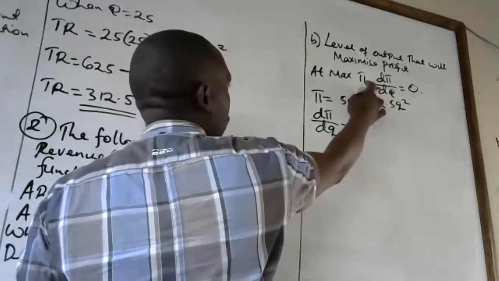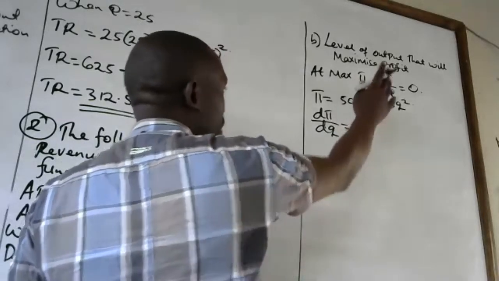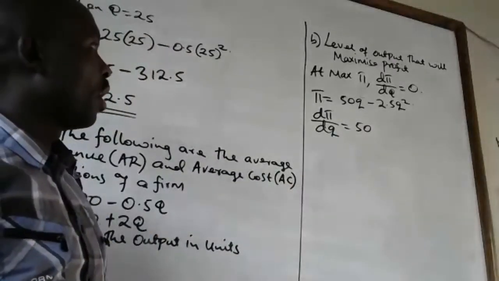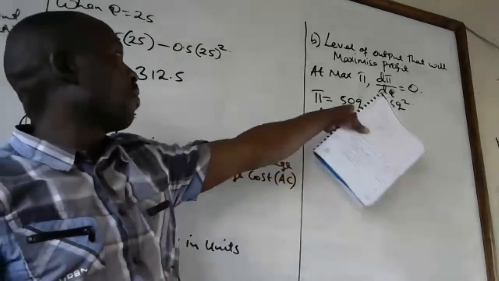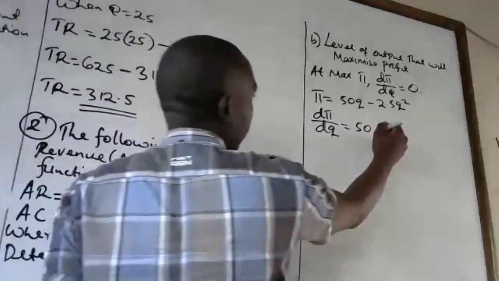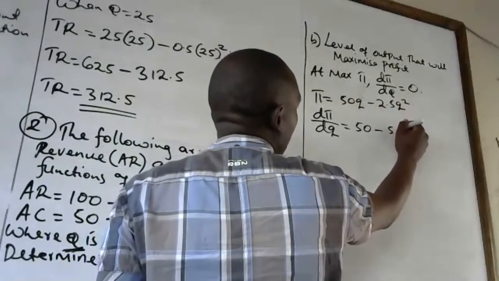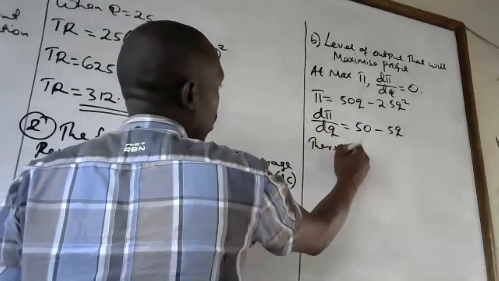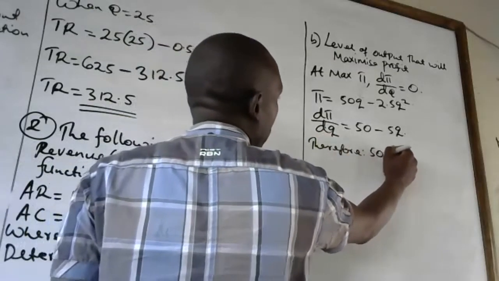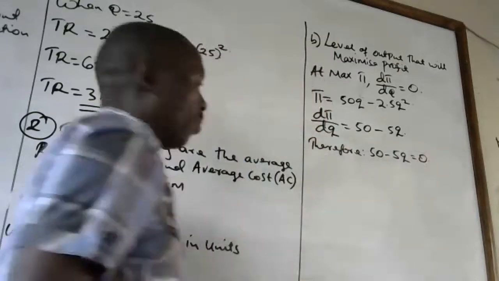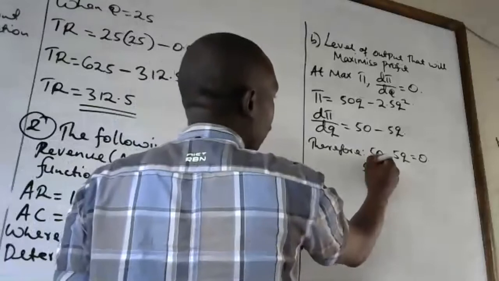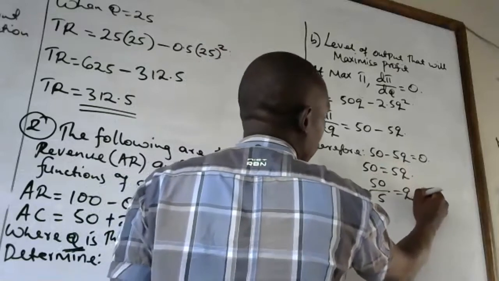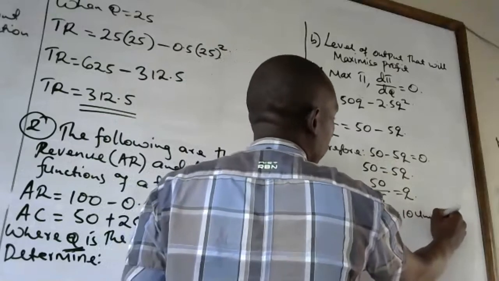This one, because it is power 1 times 50, is going to be equal to 50. Q disappears because 1 minus 1 is power 0, and any number to the power 0 is 1, and that 1 times 50 gives us 50. Minus 2 times 2.5 is going to be 5Q. Therefore, 50 minus 5Q will equal 0 if it is the maximum. Therefore, 50 is equal to 5Q. 50 divided by 5 gives us Q, so you will find that Q is equal to 10 units.